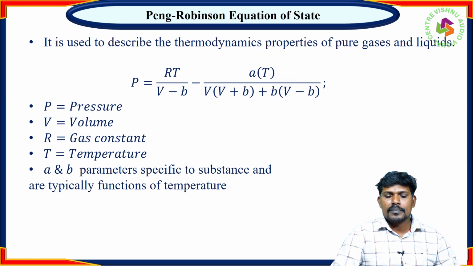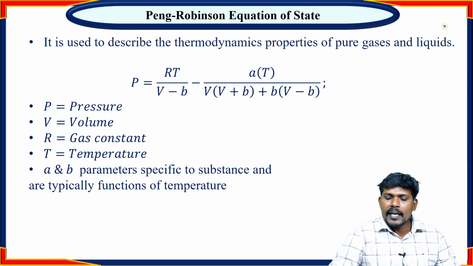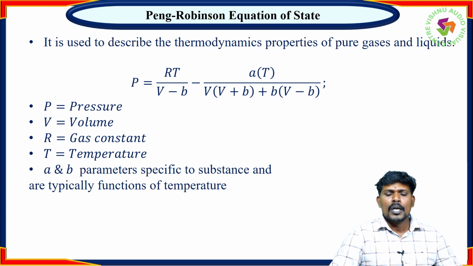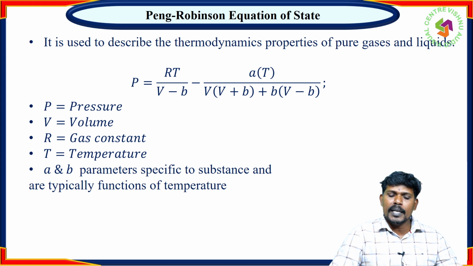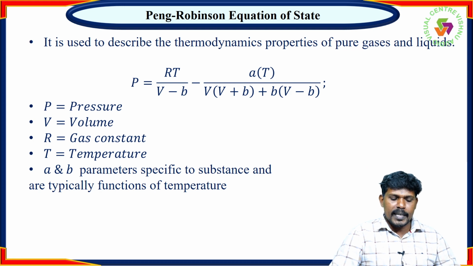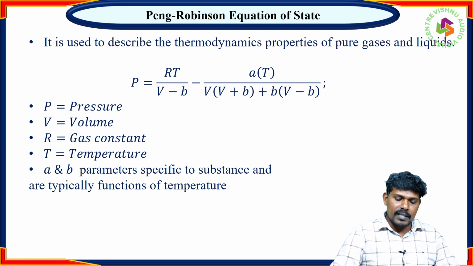Next one is the Peng-Robinson equation of state. The Peng-Robinson equation of state is useful to determine the basic thermodynamic properties of pure gases and also liquids. The expression for this is P equals RT by V minus B, minus A of T divided by V into V plus B, plus B into V minus B. These A and B are parameters that depend especially on the function of temperature.